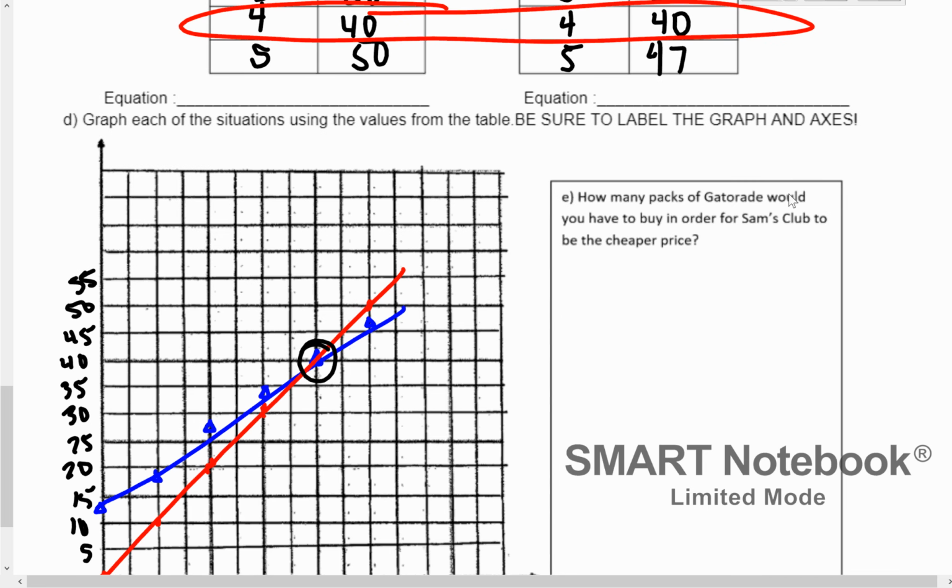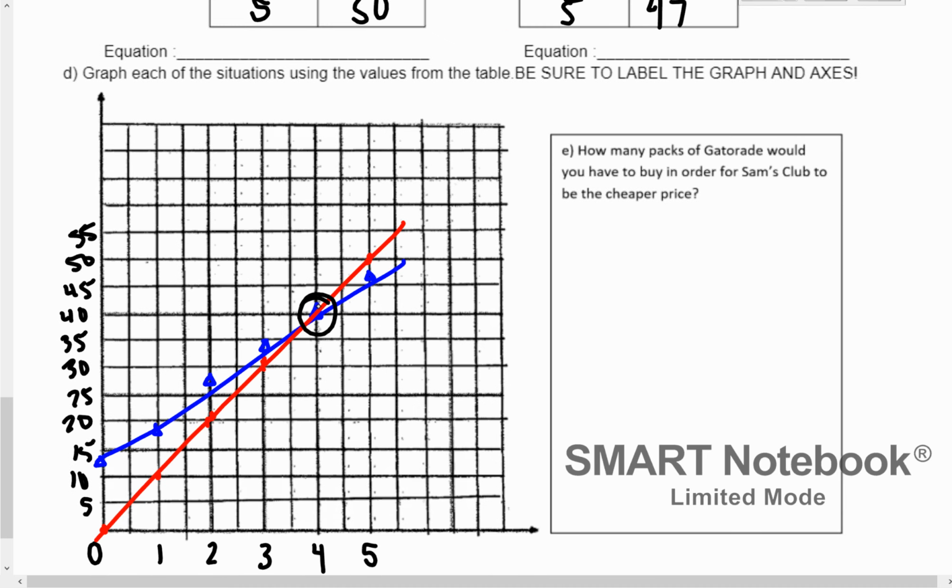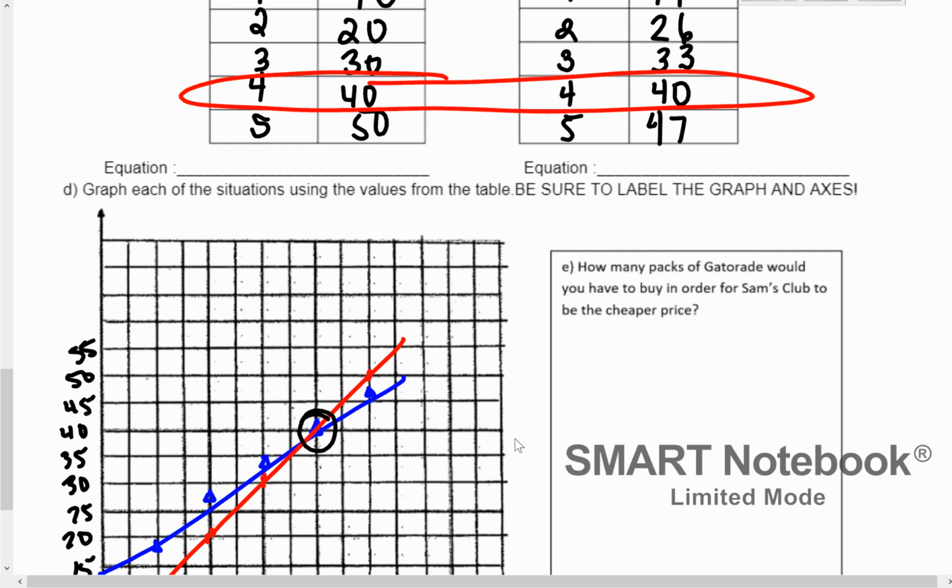So how many packs of Gatorade would you have to buy in order for Sam's Club to be the cheaper price? It would be the exact same at 4 packs. But for that blue line to cost less than that red line, you have to buy more than 4 packs. And then you would go on to just say, because at 4 packs they would be equal, at 5 packs Sam's Club would only cost 47, whereas King Soopers would cost 50.